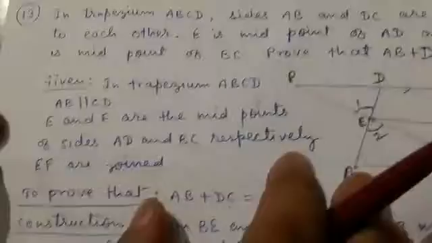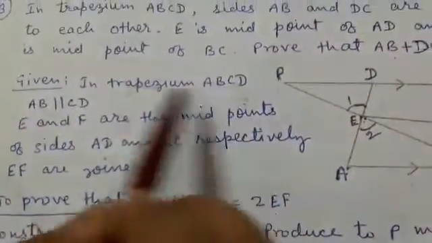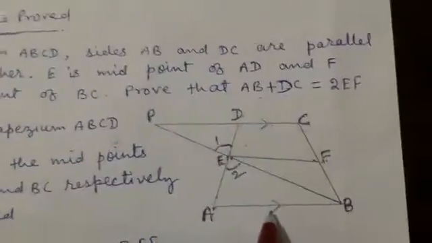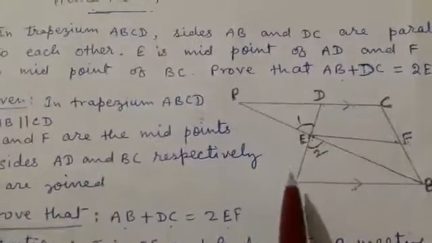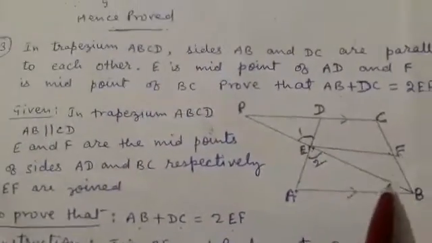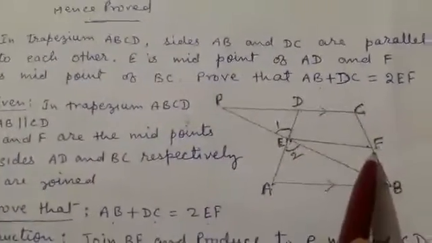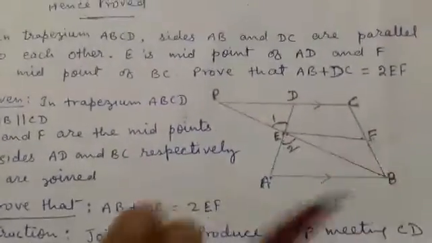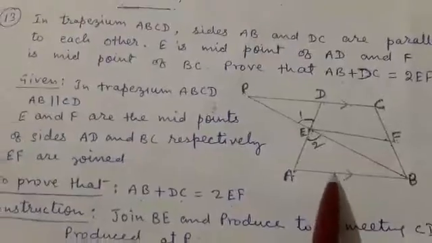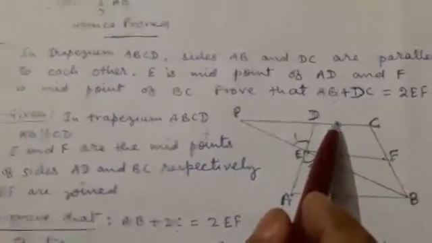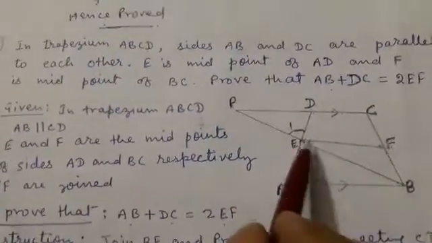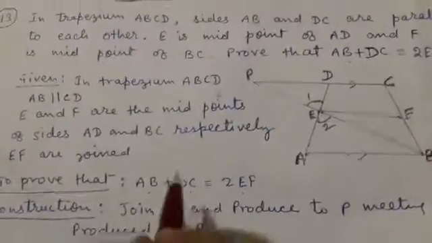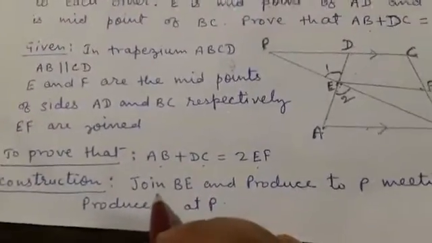So what is given in this question? In trapezium ABCD, AB is parallel to CD. E and F are the midpoints of sides AD and BC respectively. EF is joined. To prove that AB plus DC is equal to 2EF. Now we have to do some construction.